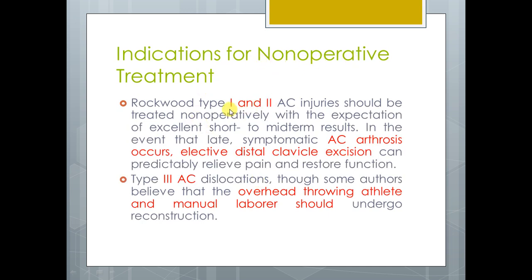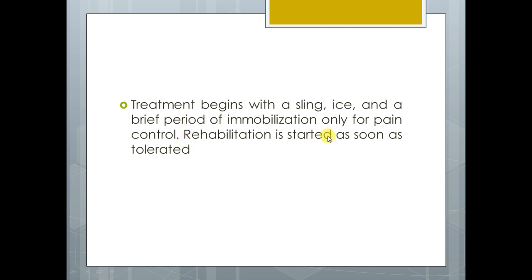Indication for non-operative: type 1, type 2, and most of type 3, except in high demand patients, the overhead throwing athlete or manual worker, young with dominant hand. This all makes the decision, after discussion with the patient, towards the operative side. The non-operative management for type 1, type 2, and most of type 3, except in high demand patients, is only ice and arm sling, and start rehabilitation as early as possible.